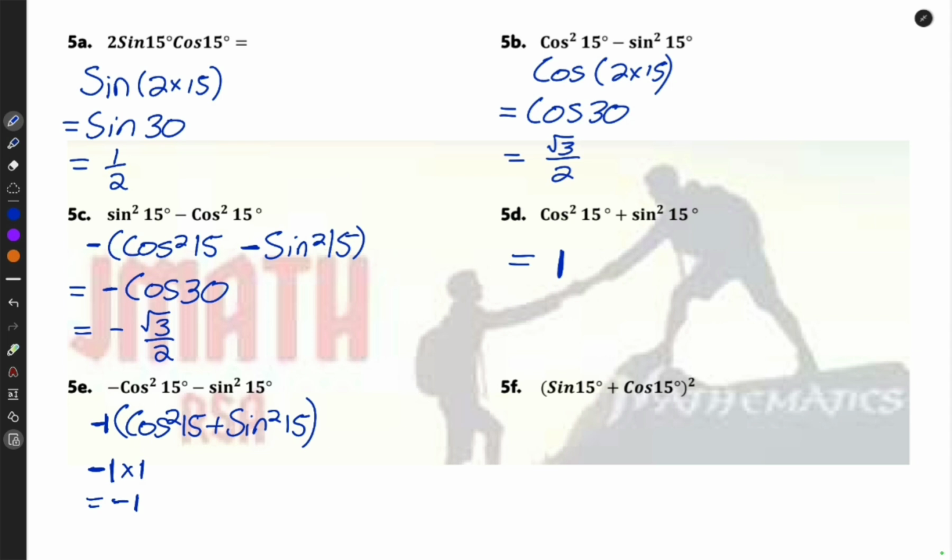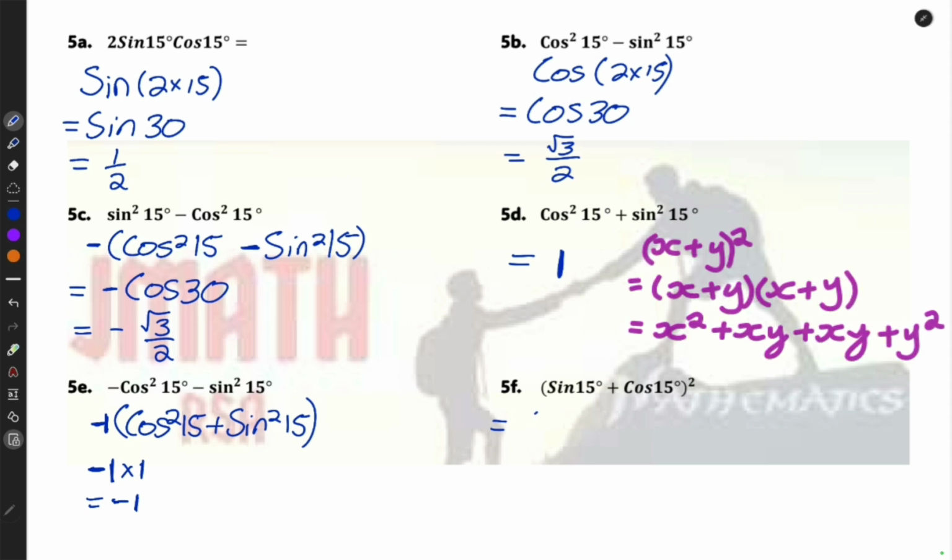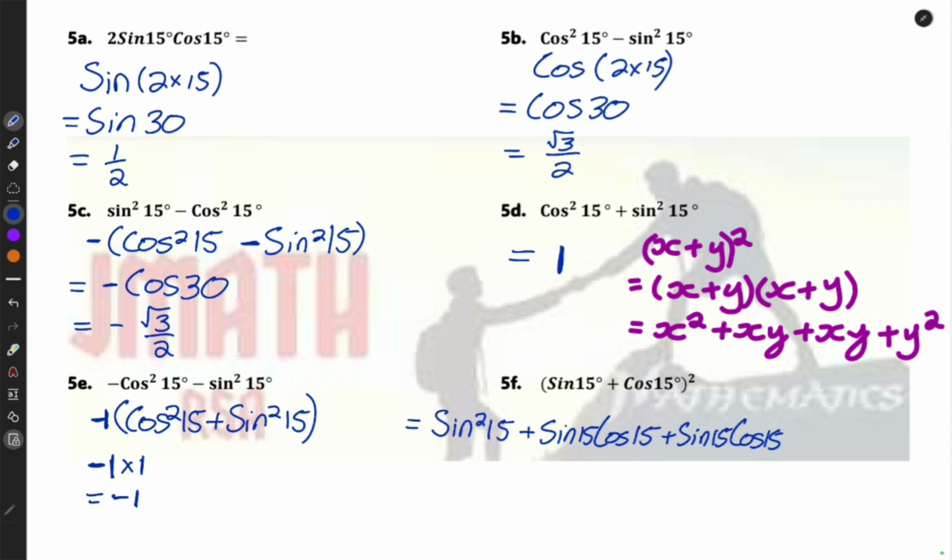So if I have this sum, I need to write out this bracket twice and then FOIL it. So the answer would then be sine times sine just becomes sine squared 15. Then I multiply the middle ones. So it's going to be plus sine 15 cos 15. Then I need to multiply the outer ones, which is going to be plus sine 15 cos 15. And then I multiply the last one. So cos times cos just becomes cos squared 15.